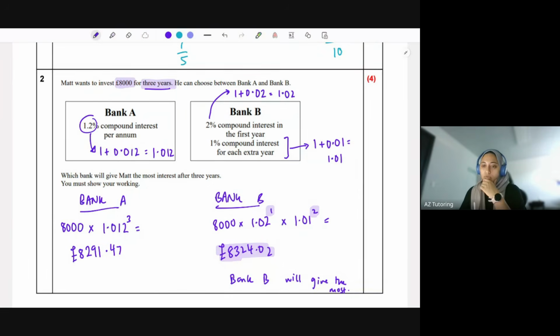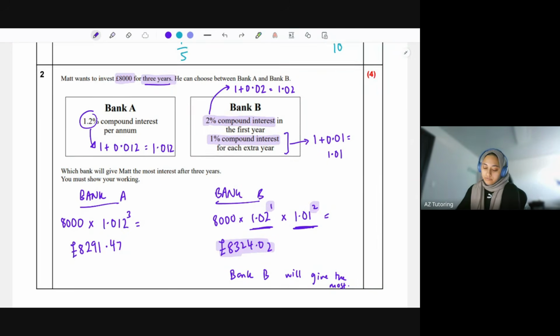Why is it 1.01 to the power of 2? Because we can see in the first year, it's 2% compound interest. Every year after that, it's 1%. So in the first year, we've got a multiplier of 1.02. For the remaining 2 years, it's 1%. So that's our multiplier because he's got the money in for 3 years. So be quite aware of compound interest. You don't want to be losing marks here for sure. Okay, moving on.